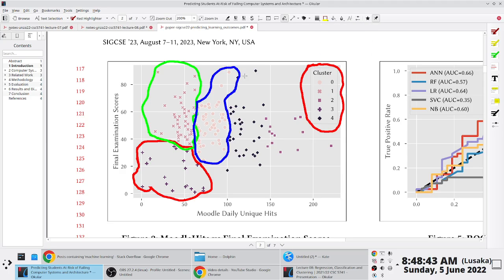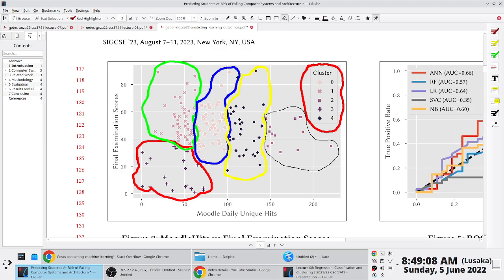This is really all based on the data attributes, right? This is not a labeled data set. All we are doing is we're trying to identify a relationship that exists between Moodle interaction logs and the final exam score. There's a cluster there, and then finally we have another cluster here, right?